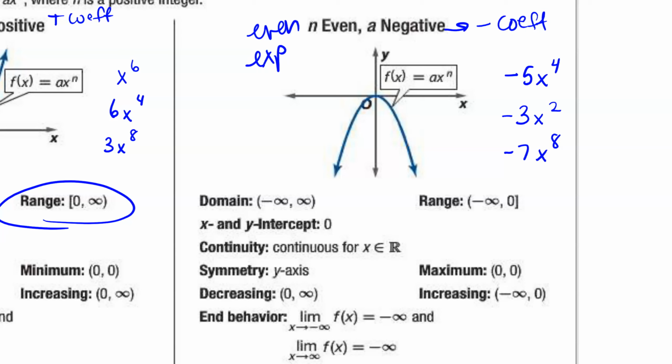Okay, so what if we don't have an even exponent? What does x cubed look like? Now let's try one more time. x cubed. Negative x cubed.